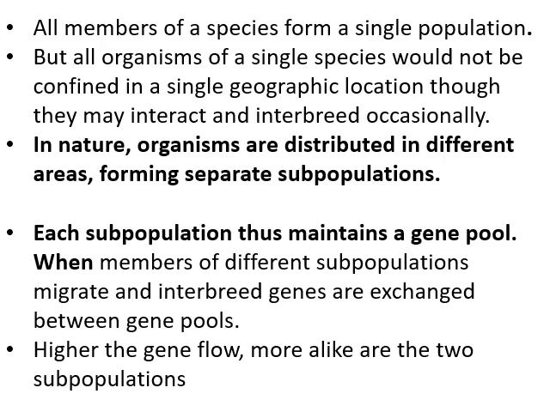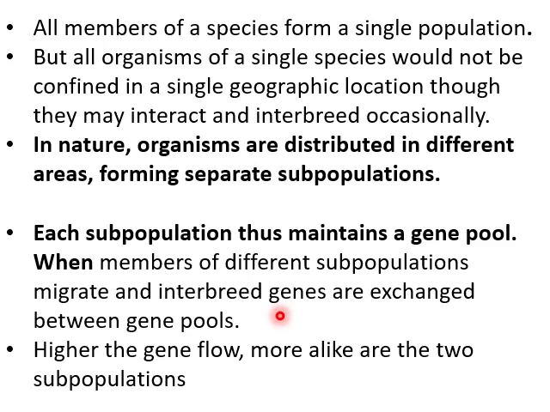Each subpopulation maintains a gene pool. When a member of a different subpopulation migrates and interbreeds, genes are exchanged between gene pools. As I have already told you about the human subpopulations, if a member of the Indian population migrates towards Arabic, European, American, or Chinese countries, he may interbreed with someone in those areas. Thus, genes may be exchanged between both of them.